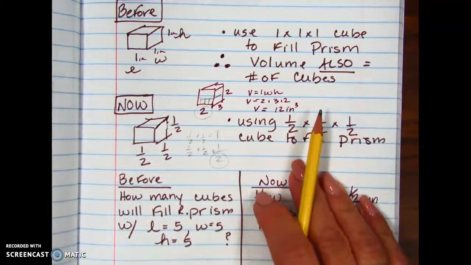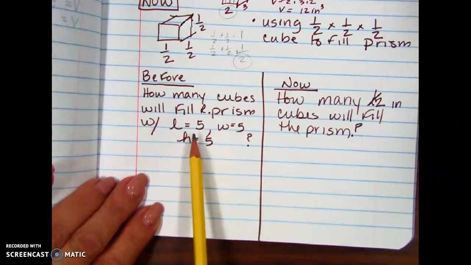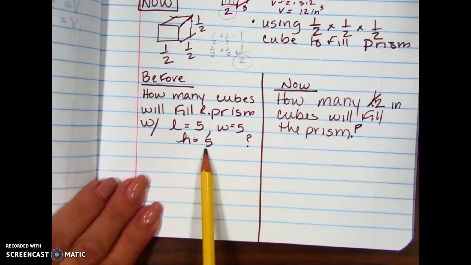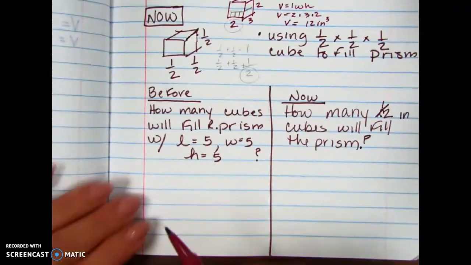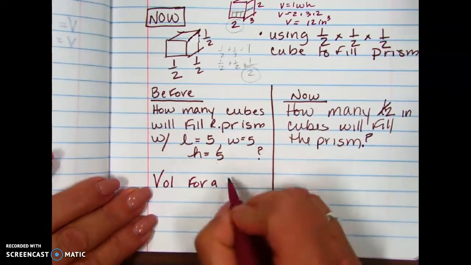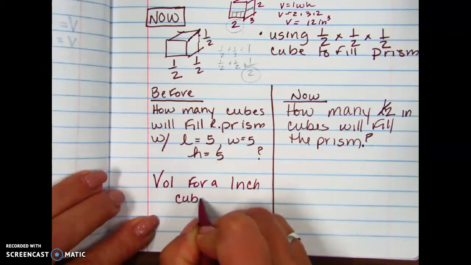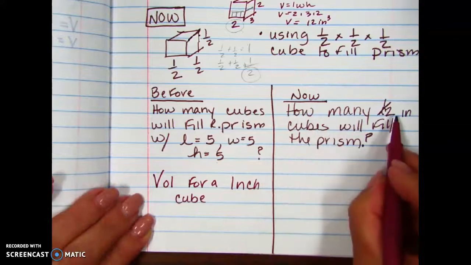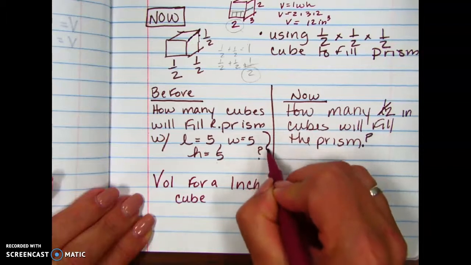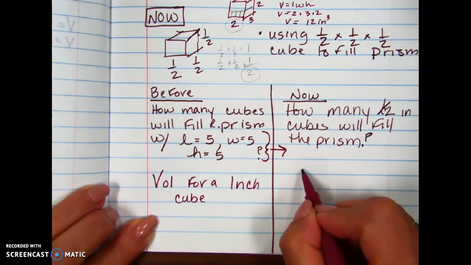Like I said before, how many cubes will fill a rectangular prism with the length of 5, the width of 5, the height of 5? Well, we would just use volume for a 1 inch cube. Now, how many 1/2 inch cubes will fill this prism? So we have to do some extra work.